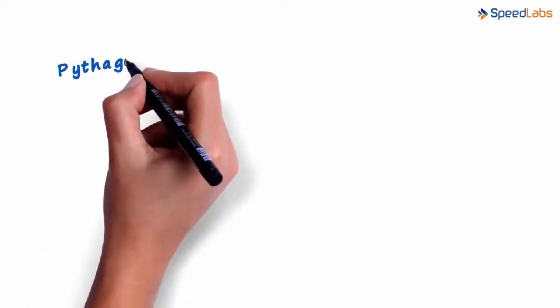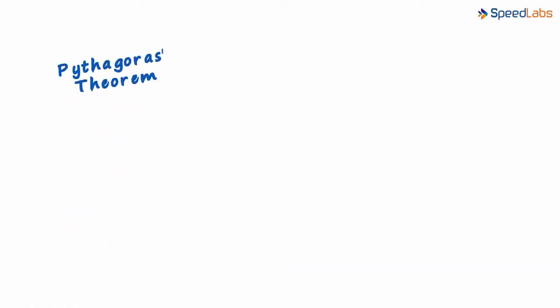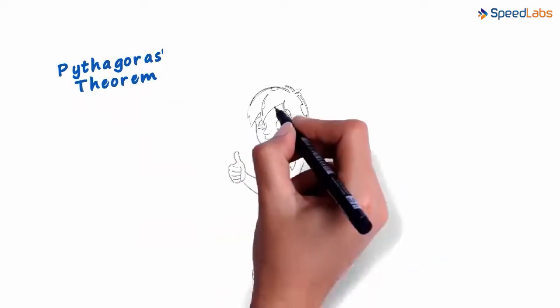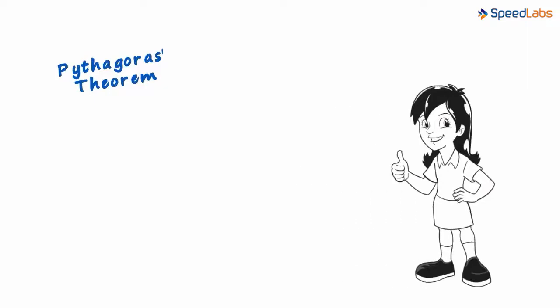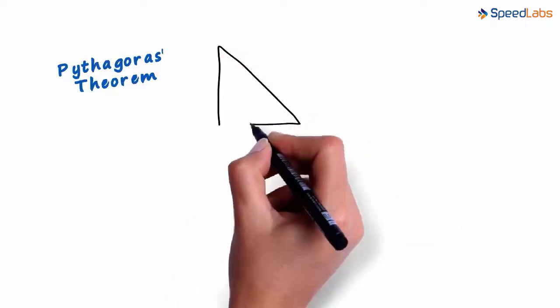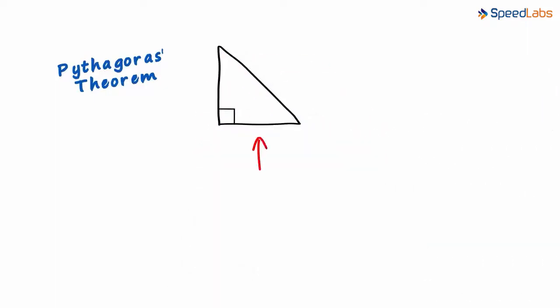The Pythagoras theorem is by far the most important concept not only in triangles but also in the entire field of mathematics. To understand it, all we need to do is draw a right triangle. It is a triangle in which one angle is a right angle. What's so special about this triangle or this theorem?